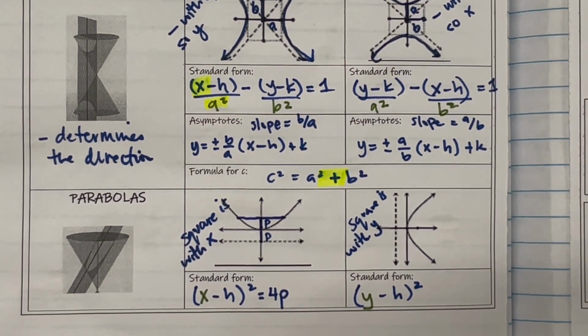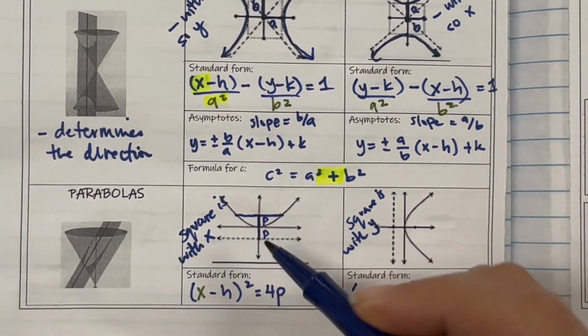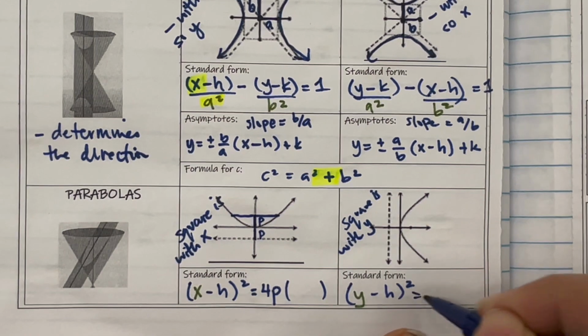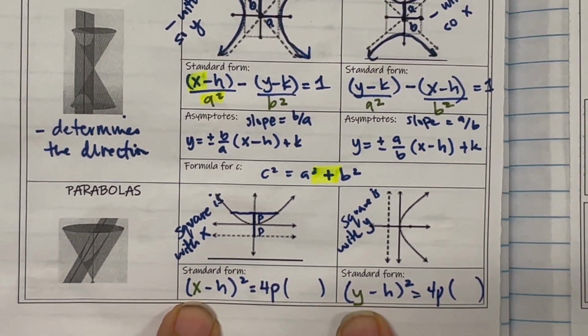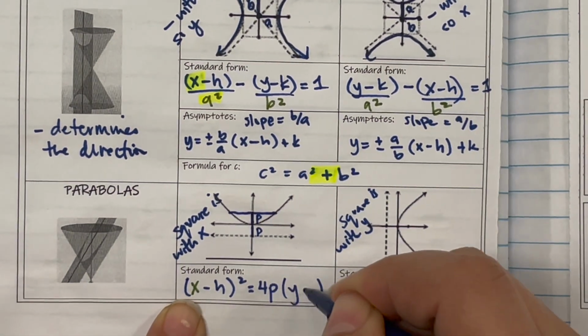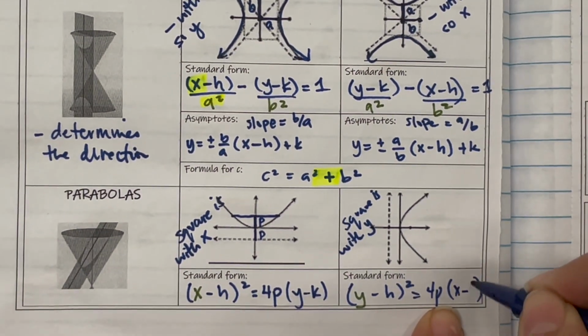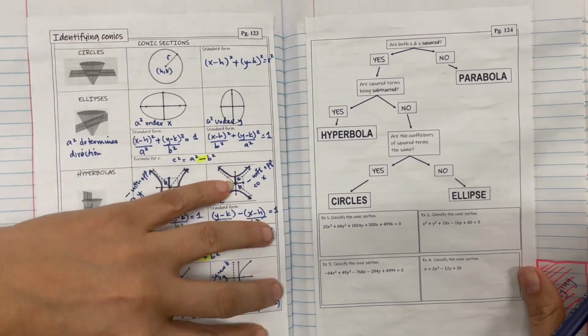And again, you can just turn the page. I'm just giving you a quick summary. So 4p in parentheses, and this is always the same, equals 4p. So the only difference between these two is literally right here. 4p, and because I use the x, this is going to be y minus k. And because I use the y, it's x minus k. All right, so that's how you identify conics. So these are the equations.